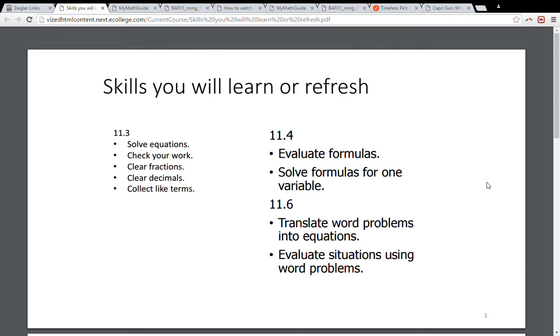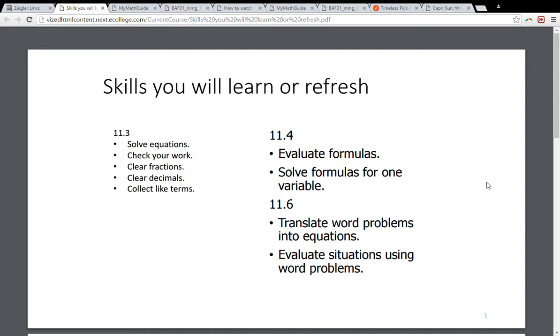In 11.3, you're going to look at solving equations and checking your work. You'll learn how to clear fractions, clear decimals, which makes solving a lot easier, and then you'll practice collecting like terms. In 11.4, you'll be evaluating formulas and solving those formulas for one variable, and I'll explain what that means.